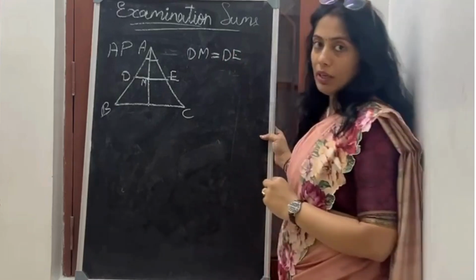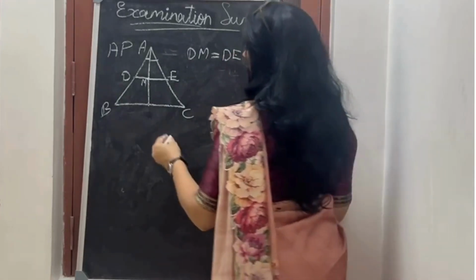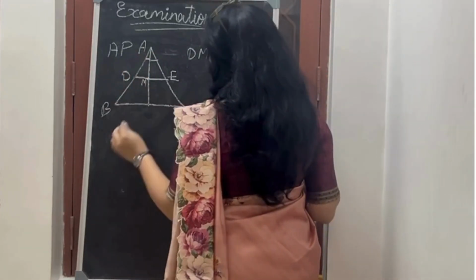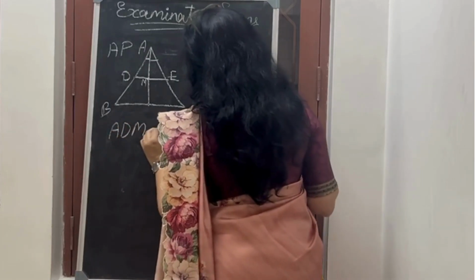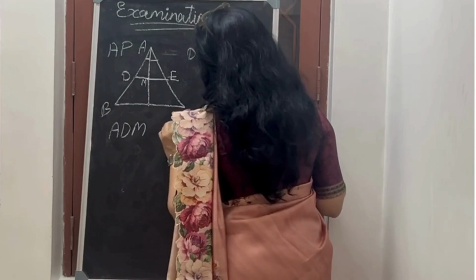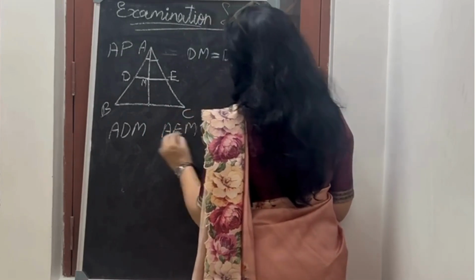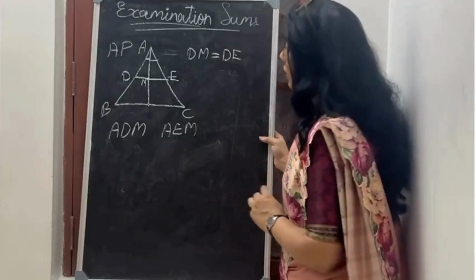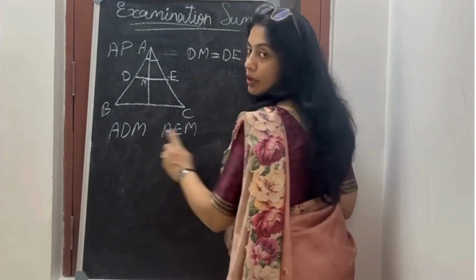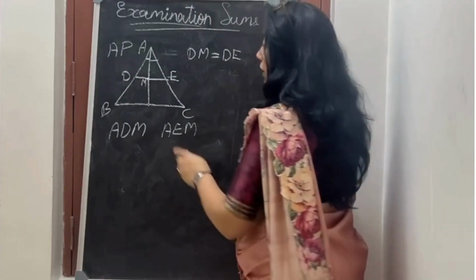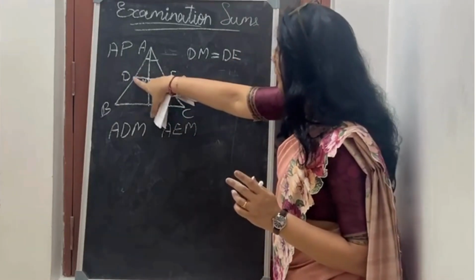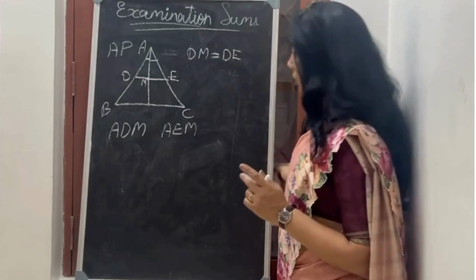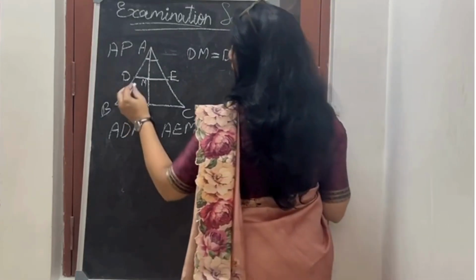Okay, so how will I prove it? What I will do is, now I will take two triangles, triangle ADM and triangle AEM. Okay, these are two triangles. What do I have to do with these two triangles? I have to prove that these two triangles are congruent to each other. If I prove these two are congruent, I can prove that DM is equal to EM. Okay, so how will I do it?